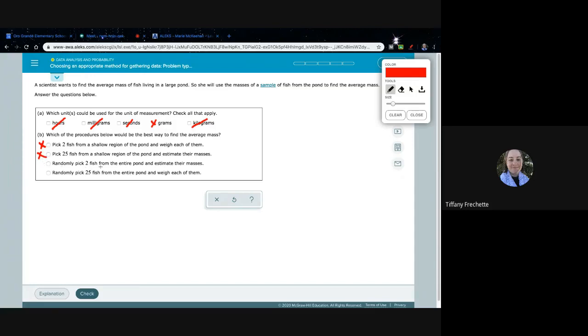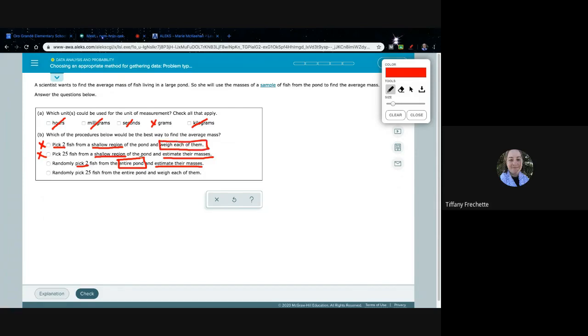Randomly choose 2 fish from the entire pond and estimate their masses. So the entire is actually getting better. Oh, this also says shallow region. We don't want shallow region. And pick 2, we don't like that. So randomly pick 2 fish, we don't like pick 2. The entire pond, this is getting more to what we want. Okay. But then estimate, that's not what we want. We don't want to estimate. We want to weigh each of them.